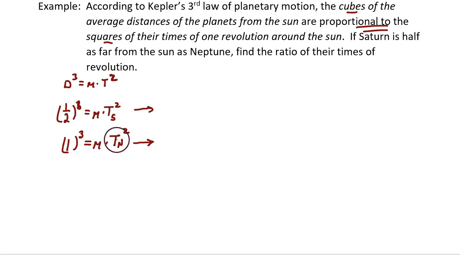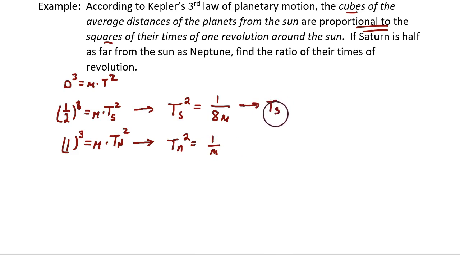Let's solve both of these equation models for the time by dividing by m. So the time for Saturn to revolve around the sun squared is equal to 1/2 to the third power, which is 1/8, divided by m, which is 1/8m. For this equation, when we get the T sub N squared alone, we get 1 to the third power, which is 1, divided by m.